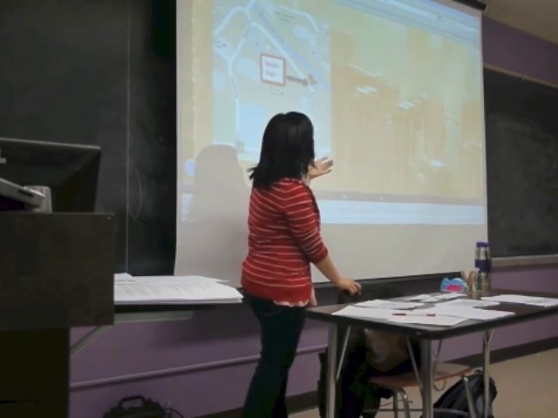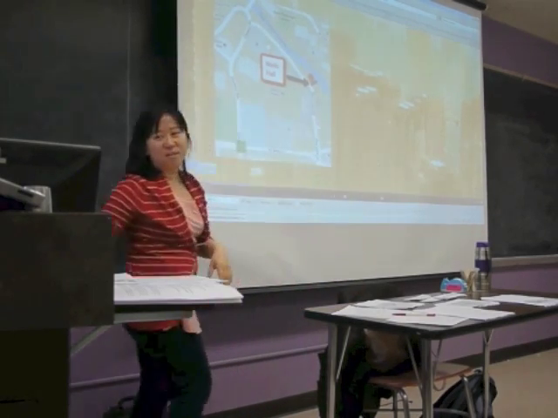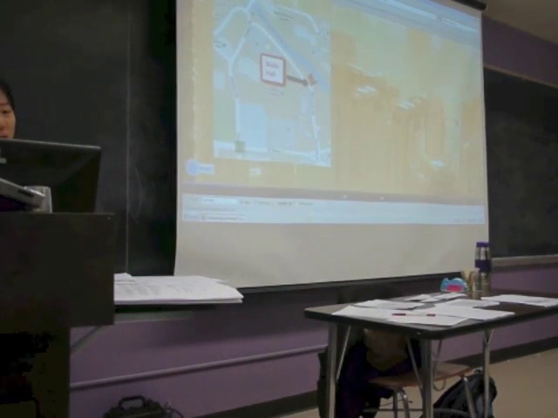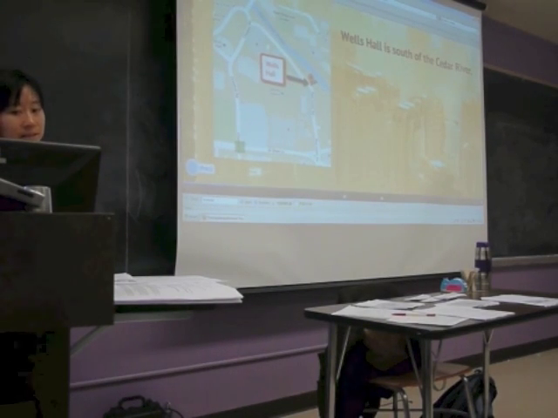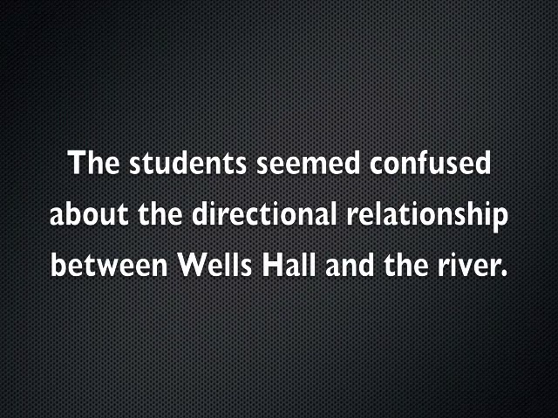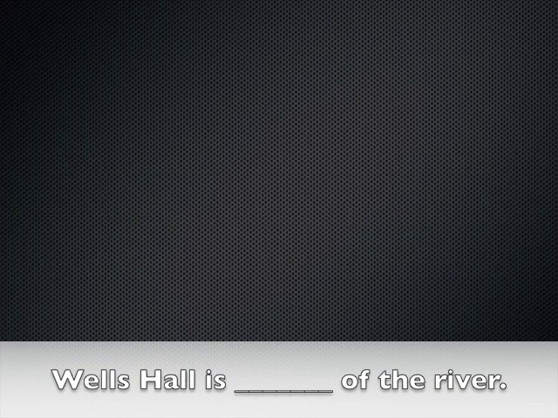But it depends on where you are. Like if you are over here by the river, then we can say Wells Hall would be southeast. Right? But I just wrote that Wells Hall is south of the river. As you can see, the students seem confused about the directional relationship between Wells Hall and the river. I think it would have been more helpful if I wrote this sentence on the board. Wells Hall is blank of the river.